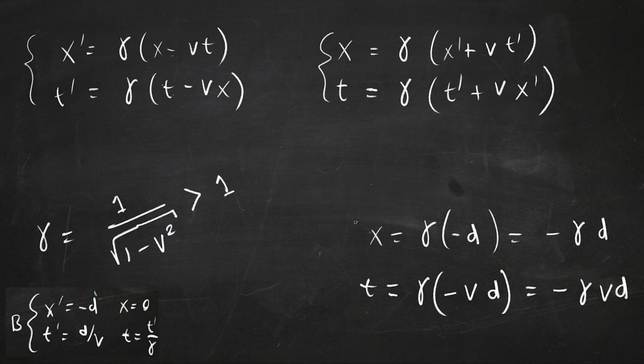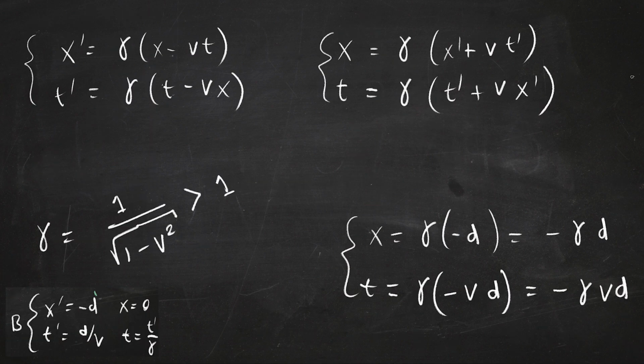This was the event of A, wasn't it? I was calling that A. Negative gamma d. Yeah, I was calling that A. All right. That's A. This is B. And I was finding the coordinate of t. So yeah, we can do that. Just to show you, it's going to be the proper time. So t, this guy, right? So gamma, and then the t prime is d on v, and then plus v x prime. The x prime is negative d, so you get minus v d in that fashion.